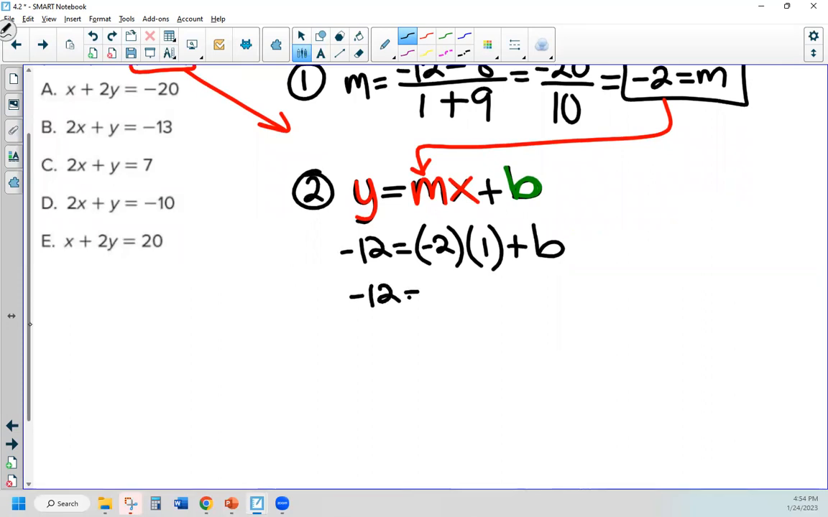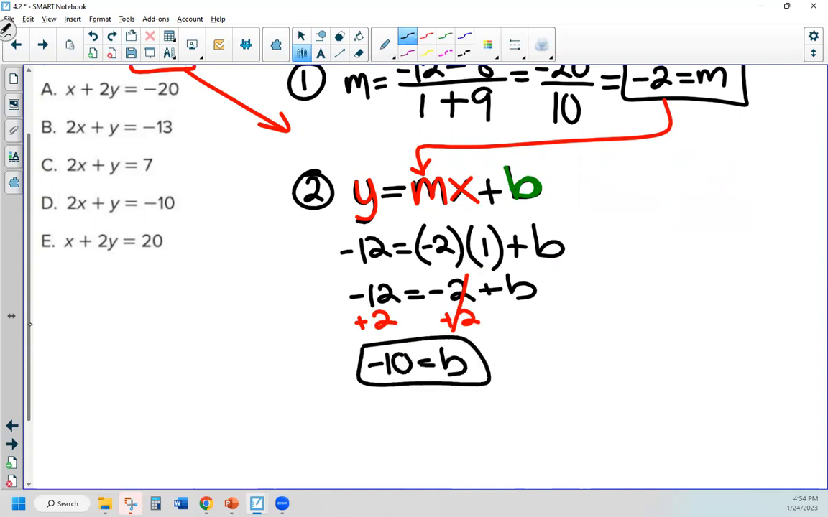Nothing changes here. I'm just going to get rid of the parentheses. -2 times 1 is still just -2. We'll take -2 to the other side by adding 2. Our 2's cancel. And now we have -10 is b. b is -10. So we pretty much now have everything we need to write our equation in slope intercept form.